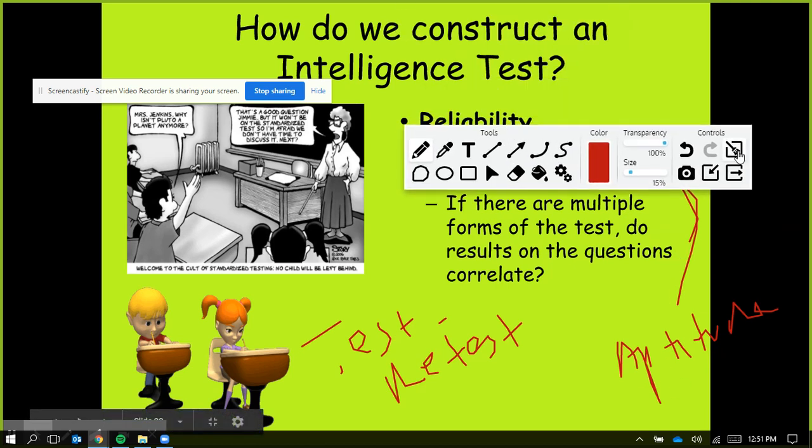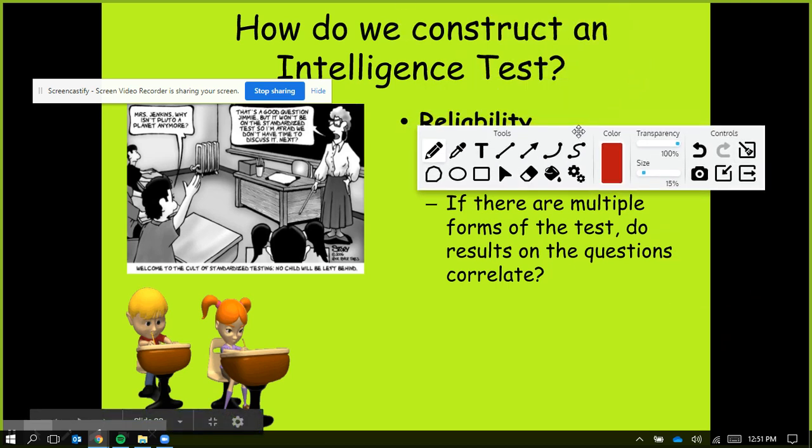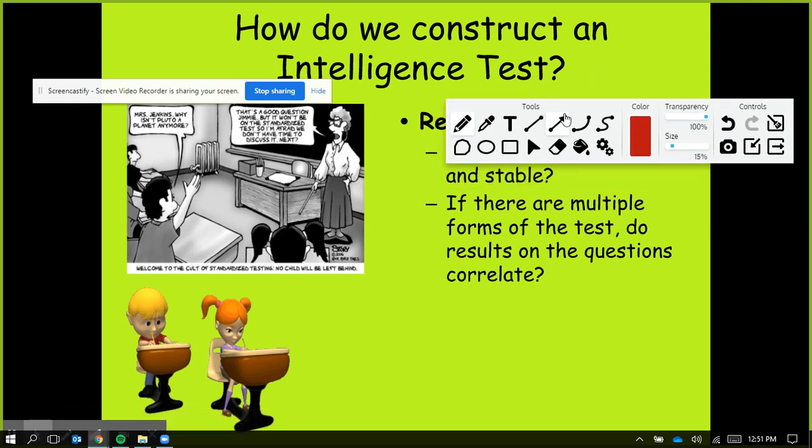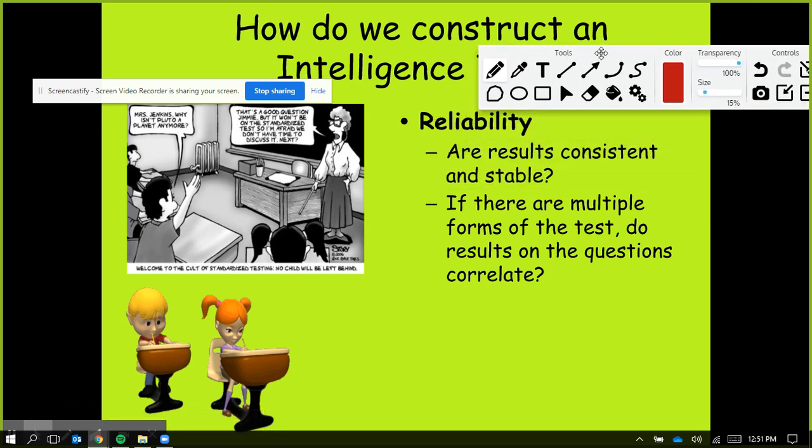Are there multiple forms of the test? If so, do they yield consistent results? Are the results for the questions similar? With IQ tests, they have about a 90% test-retest reliability. Meaning, if you take an IQ test and you're like, "Oh, I don't like the result of that, I'll just take it again," you're going to get the same thing. You're maybe just not as smart as you think you are.